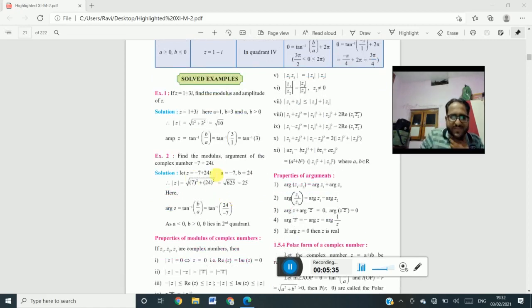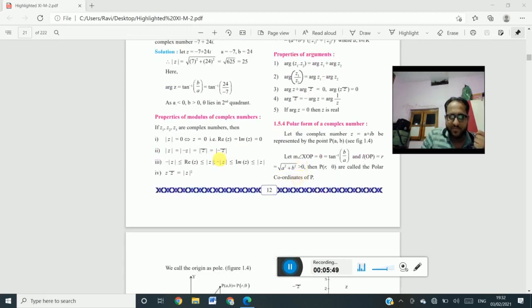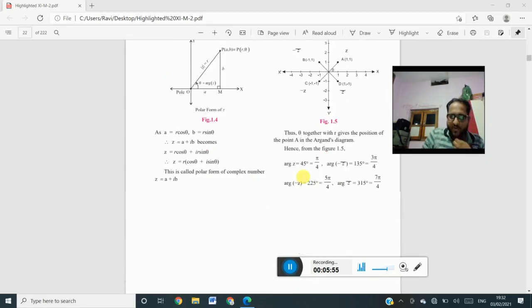Then this second one is also a very easy example. Try to understand it yourself. Then the properties of the modulus of a complex number. See, these are some properties. This is not an important part, but learn these properties once. Then the polar form of the complex number is that. This is also not an important part.